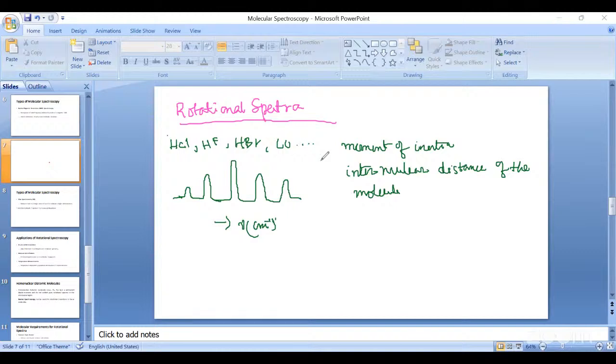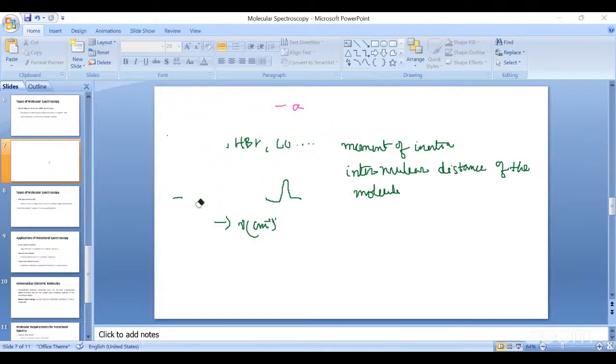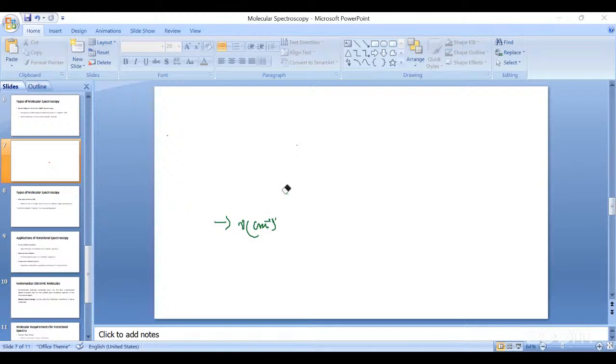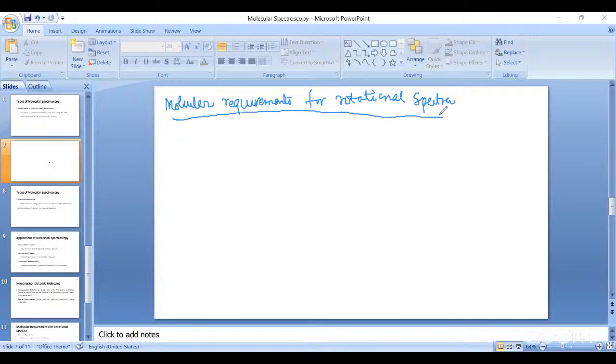Suppose you want to get this rotational spectrum. What are the requirements? We'll see the molecular requirements for the rotational spectrum.